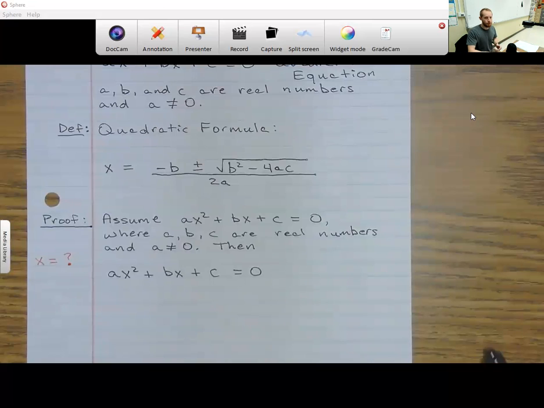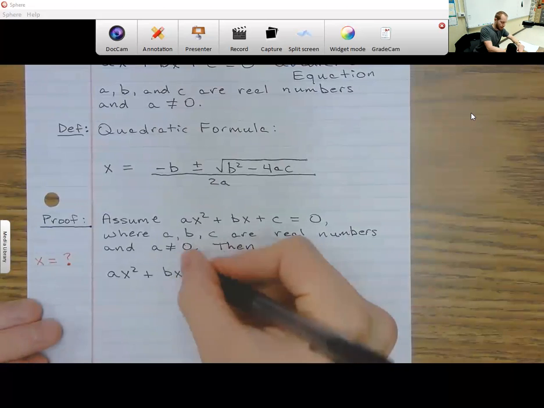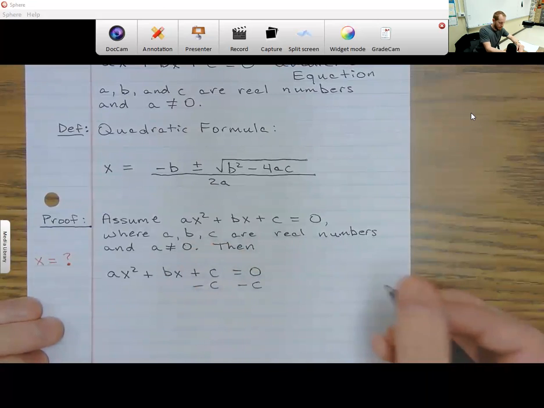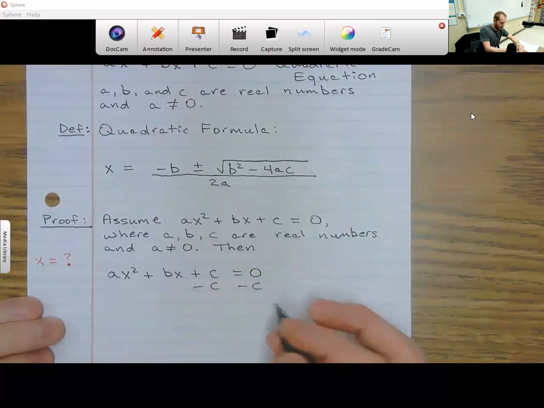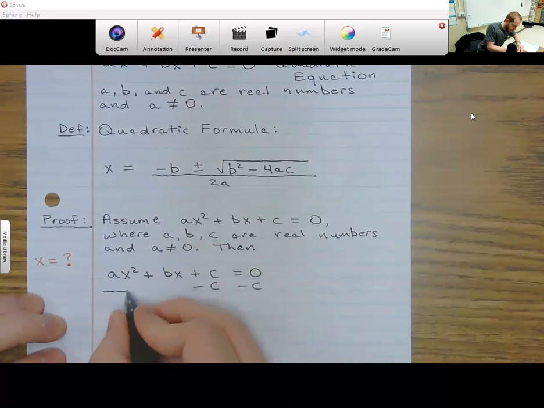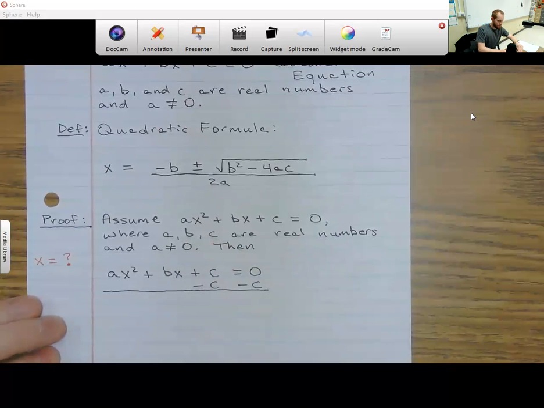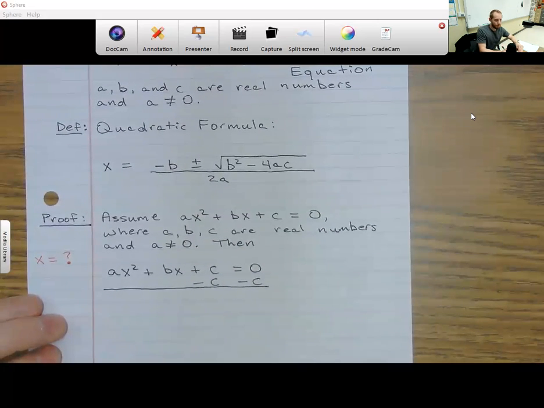So the first thing I'm going to do is subtract c from both sides. I'm going to subtract it here, and I'm going to subtract it there. And as long as I do it on both sides of the equal sign, the two sides will still be equal. Okay, so what does that give us?